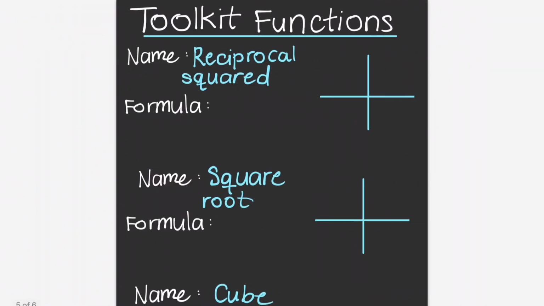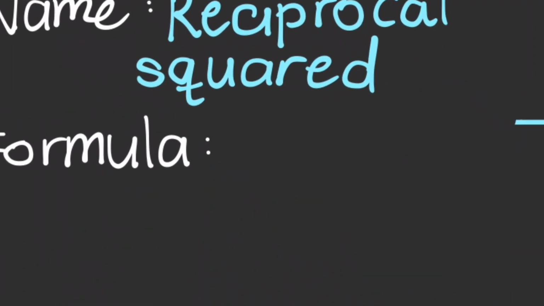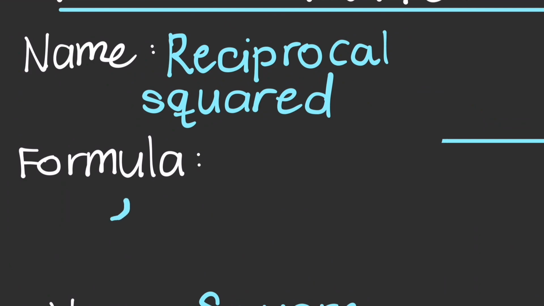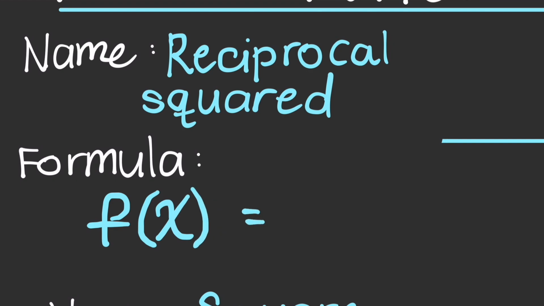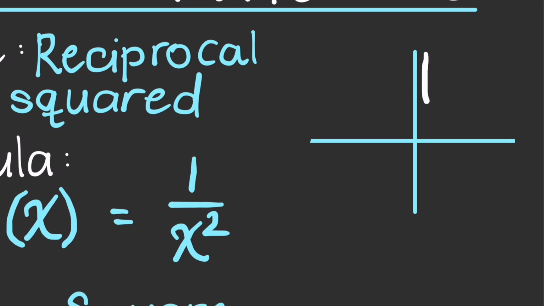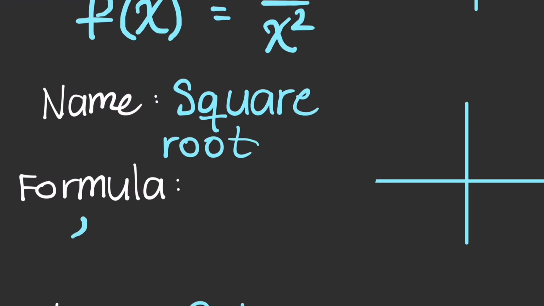Next, we have the reciprocal squared function, where if you guess that f of x is equal to 1 over x squared, you are indeed correct. So in this case, it's the same as reciprocal, but it's squared. And our graph is also going to have asymptotes, but this time they're in the top 2 quadrants of the graph.